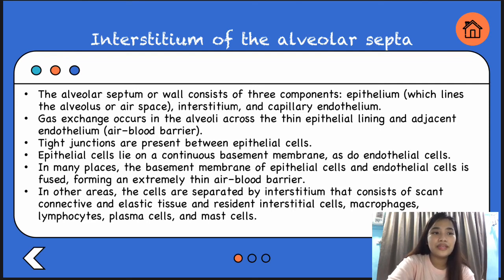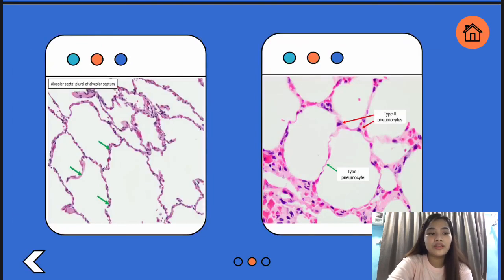In many places, the basement membrane of epithelial cells and endothelial cells is fused, forming an extremely thin air-blood barrier. In other areas, the cells are separated by interstitium that consists of scant connective and elastic tissue and resident interstitial cells, macrophages, lymphocytes, plasma cells, and mast cells.